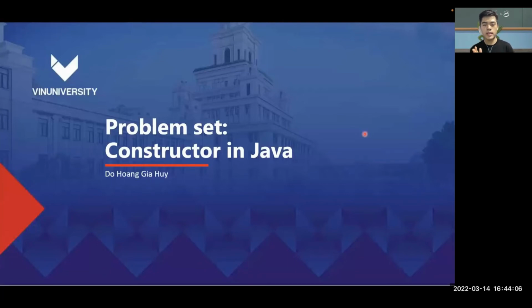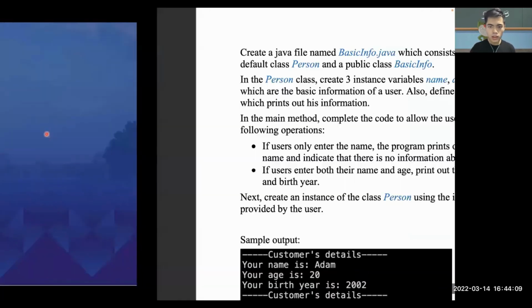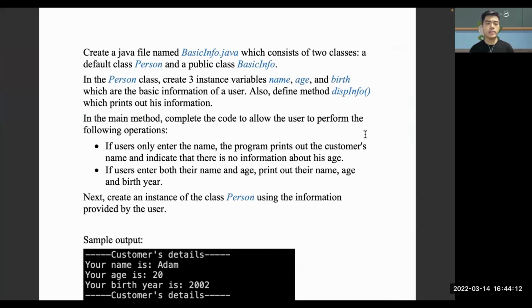Now we come to the problem set about the constructor in Java. I have prepared a problem set, and here we go. We have to create a Java file named BasicInfo.java, which consists of two classes: a default class Person and a public class BasicInfo. In the Person class, create three instance variables named name, age, and birth, which are basic information of a user. Also define a method displayInfo, which prints out the information.